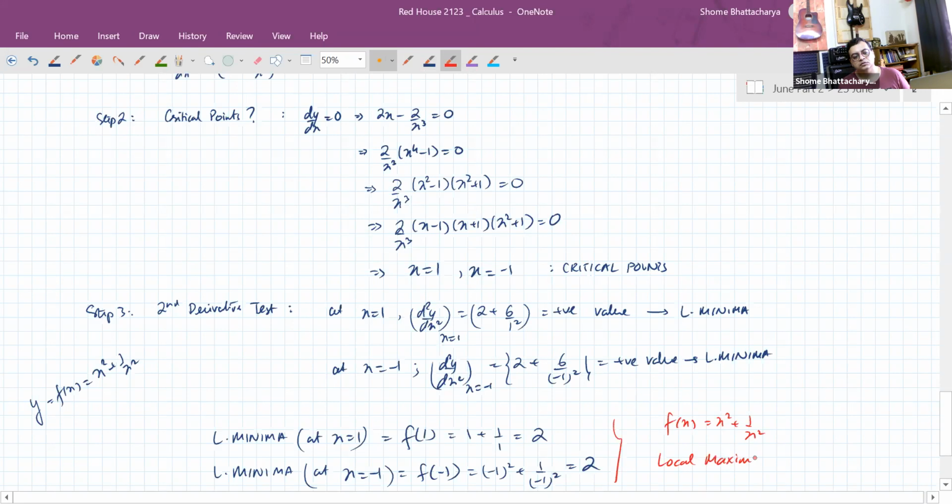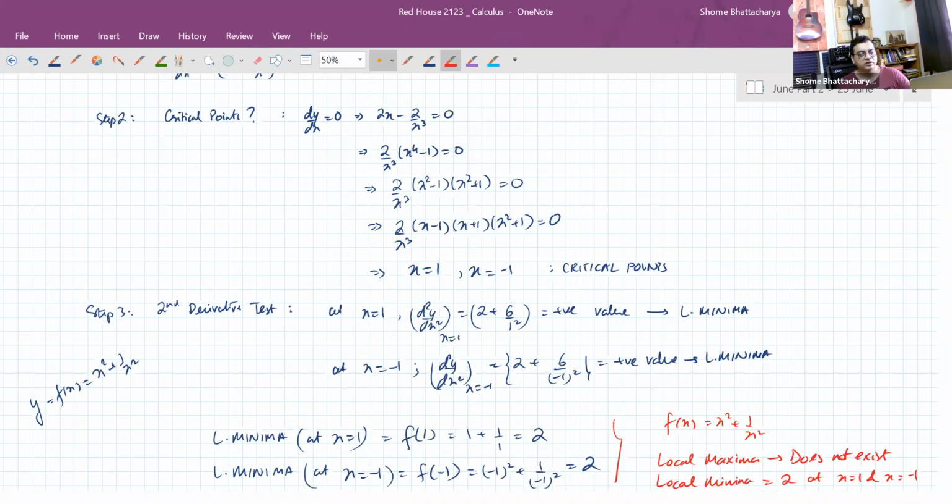local maxima does not exist. There is no peak point in the graph. Whereas local minima is equal to 2 at x equal to 1 and again at x equal to minus 1. So there's a repeated local minima of 2 at these two positions. This might seem like a very odd result, that how can a graph have two dips without having any peak point? But we'll understand that also with some further explanation. This is a very unique type of function where this kind of situation happens, and we'll discuss it in a minute. But just go through these steps first.